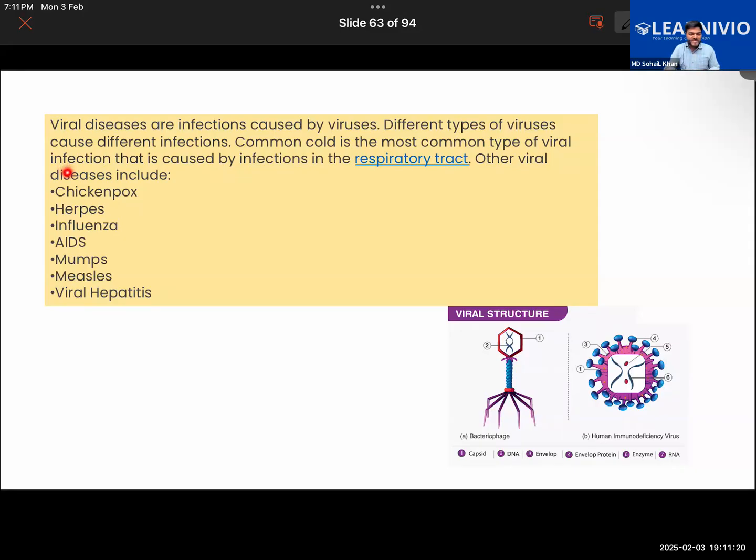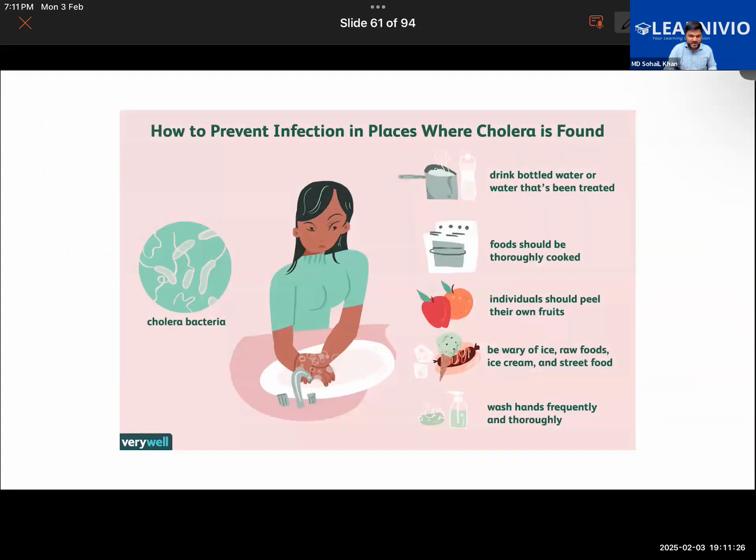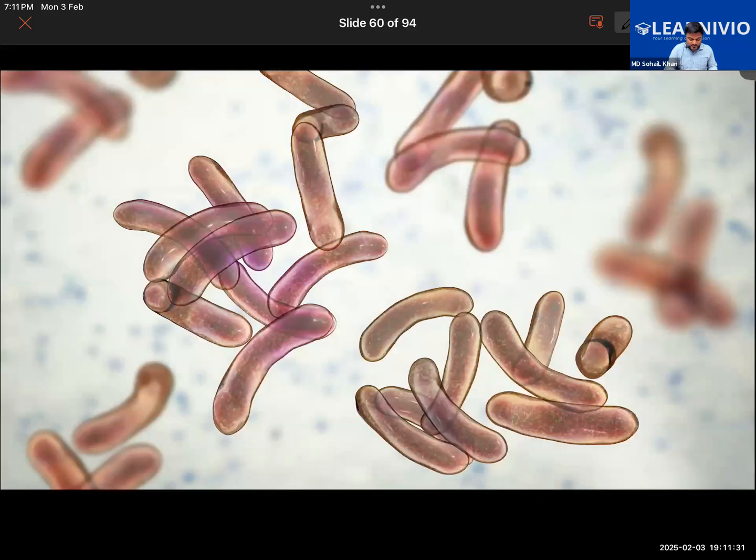And the diseases that are spread by viruses, basically, so far the examples that we have seen were examples of diseases caused by bacteria. Like you have cholera, you have typhoid.